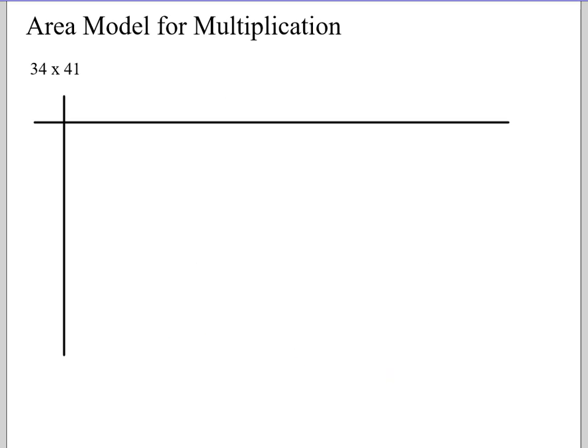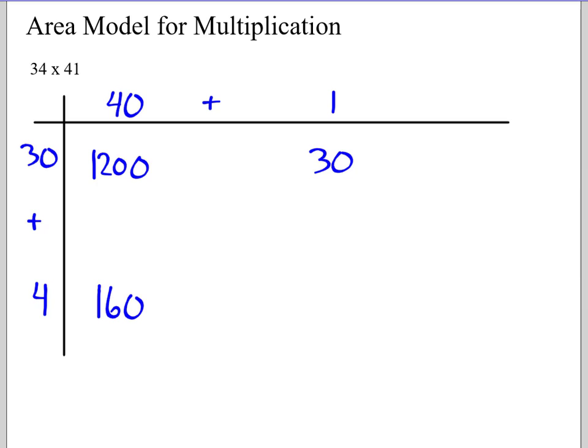Okay, so if we ask for an area model for multiplication, if I had 34 times 41, you could break that down however you felt. I'm pretty comfortable with some of these things, so I'm going to write down 30 plus 4 on one side and 40 plus 1 on the other side. If I multiply the 30 and the 40 together, I get 1,200. If I multiply the 30 and the 1 together, I get 30. If I multiply the 4 and the 40 together, there's my 160, and 4 and 1 is 4.